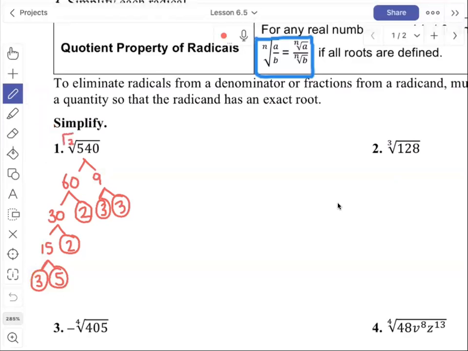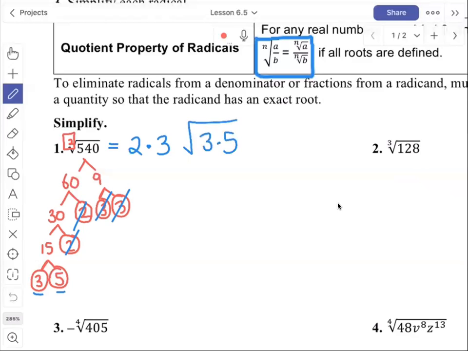So the bouncer says you need 2 of the same number to get out of the root. So let's see, I have 2 2s. I'm going to take that out. I have 2 3s. I'm going to take that out. And that's all I can take out, right? The extra 3 and the 5, there's no other 3, there's no other 5. So these guys stay inside the radical.